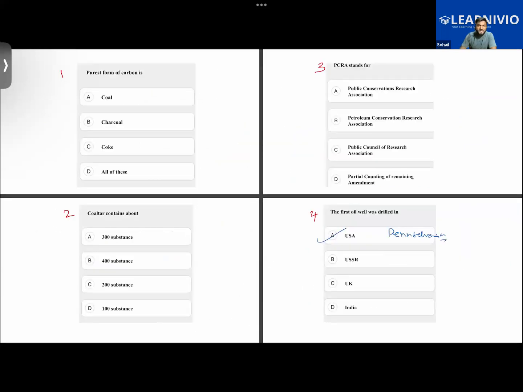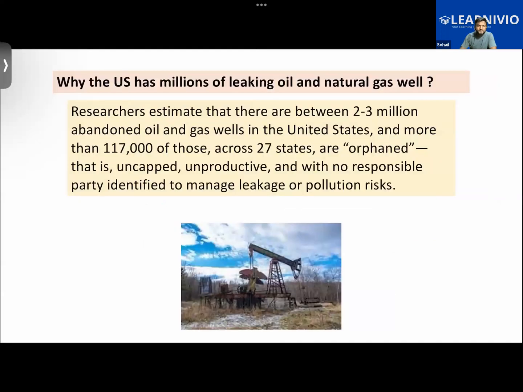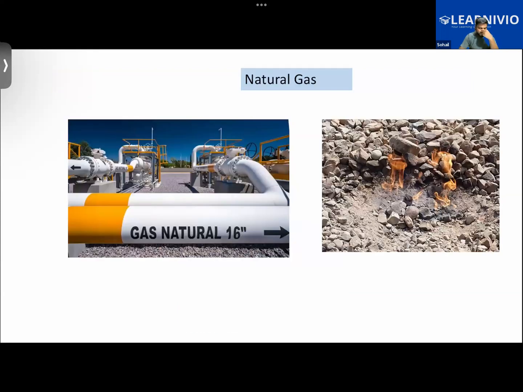Then we learned about the organization PCRA also. Vaiga, first of all, tell me the full form of PCRA. Aisha, you can answer if you know the full form. Petroleum Conservation Research Association. Very good. When was it established in India? In the year 1978. Okay. Its role we have discussed.